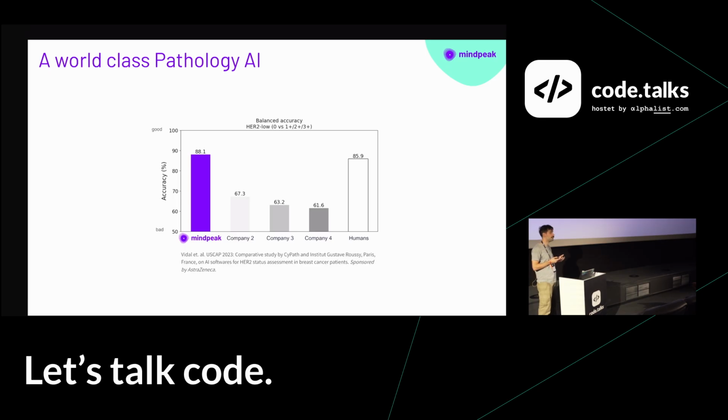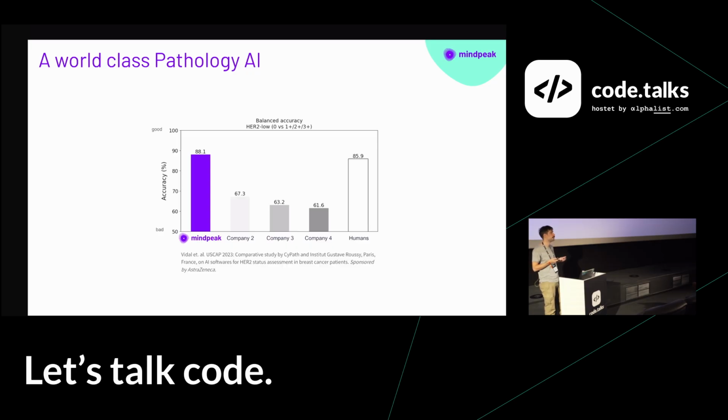And we proudly say that we have a world-class pathology AI, and this study that you see on the screen proves it. Basically, in this study, a group of specialist pathologists came together and assessed some cases in order to find a common ground truth. So basically, they defined a golden ground truth. And then they put under the test not only the solutions of different companies, but also individual human pathologists. And as you can see, MindPeak performed the best with 88% accuracy.